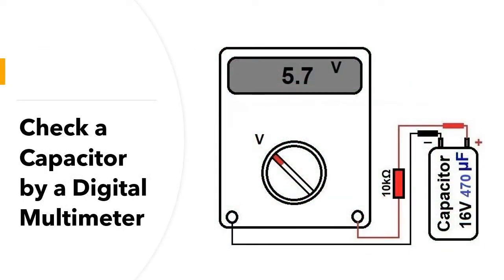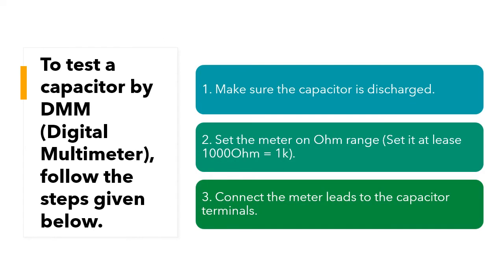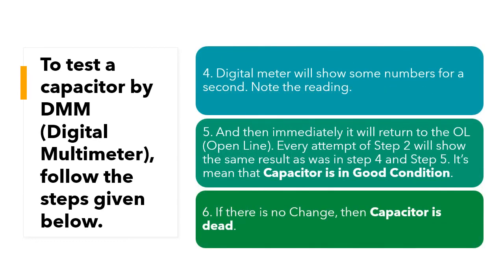How about checking a capacitor by a digital multimeter? First, make sure the capacitor is discharged. Second, set the meter on ohm range. Third, connect the meter leads to the capacitor terminals. Fourth, the digital meter will show some numbers for a second, and note the reading.